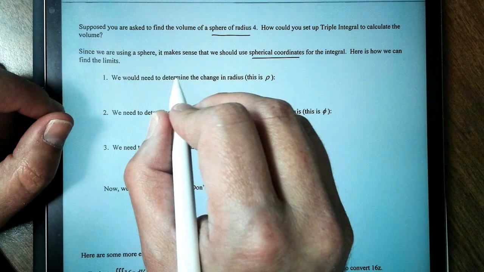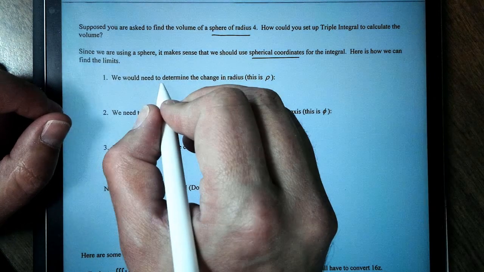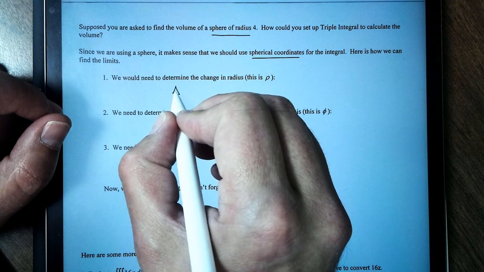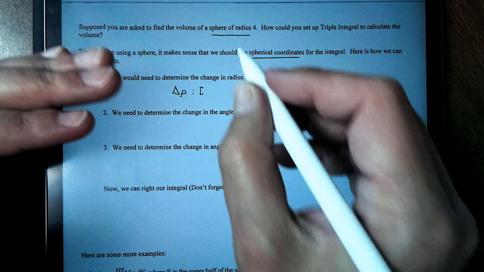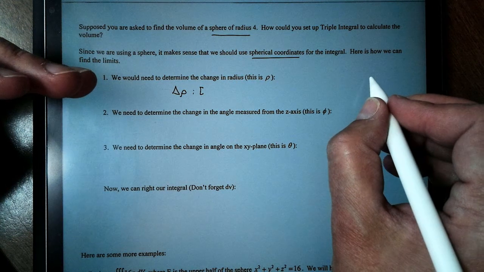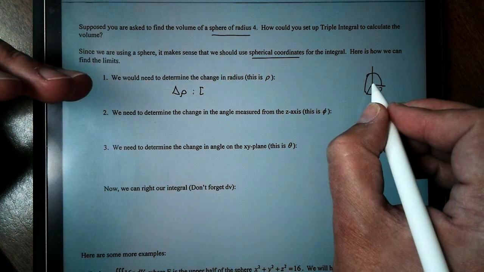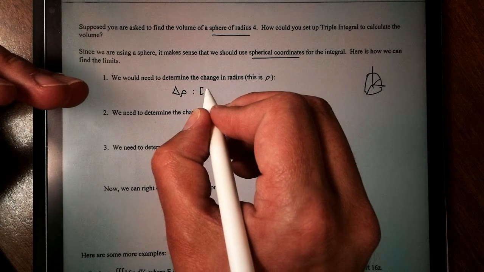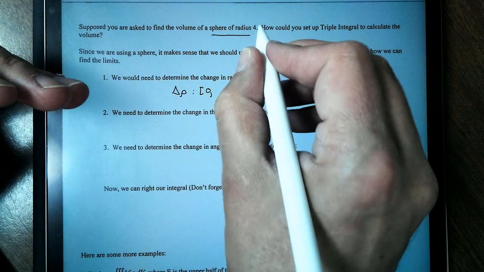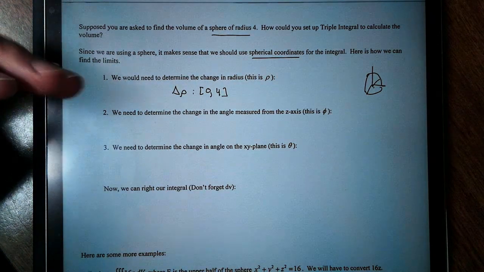First, we need to determine the change in radius. That's our change in rho. Well, what's the smallest rho going to be? If I'm making a sphere starting from the center outwards, my smallest radius is going to be 0. My largest radius will be when it hits the outer sphere itself, which is 4.